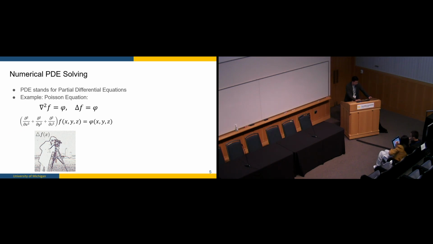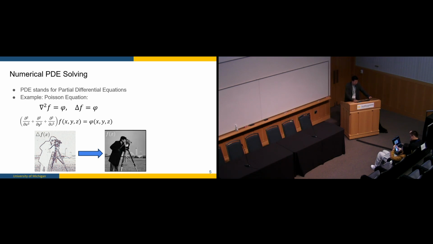Essentially, let's talk about an example here. Let's say you have a Laplacian of an image, as shown here, and this is what we call phi, the Laplacian of the image intensity. Oftentimes the task in numerical PDE solving is to find the original signal f that gives rise to the observation of the derivative of f, which is phi. And our goal is to find this original image.